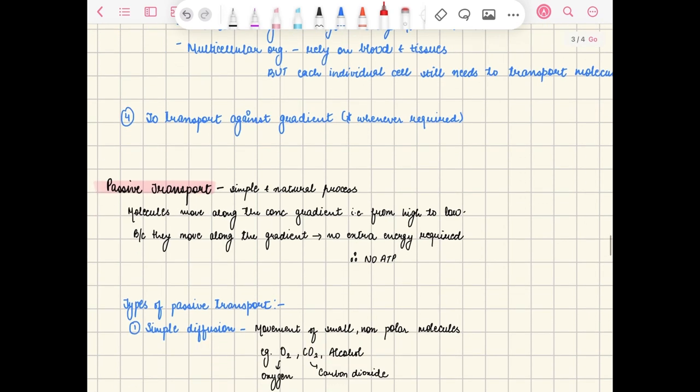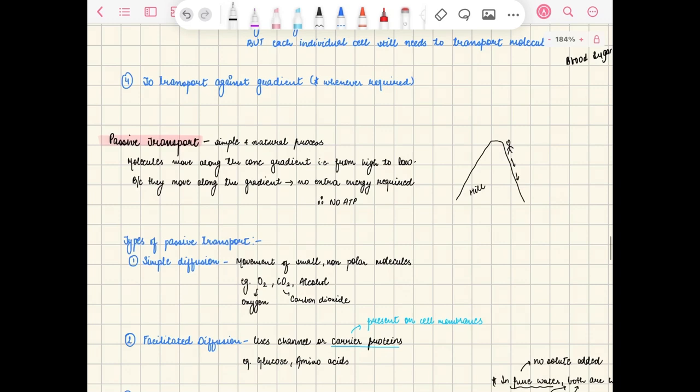And now, the fourth function is to transport against the gradient whenever required. It is not necessary that the transportation is done against the gradient all the time, only when there is a requirement or need. Now, we do know transport is of two types, active and passive. First, we'll start with passive transport.